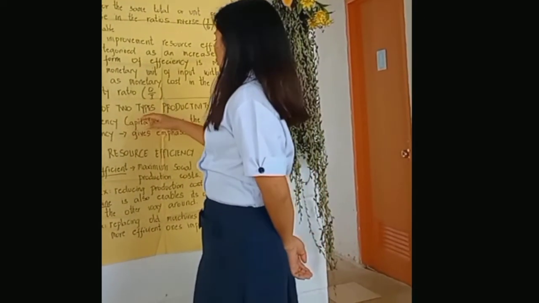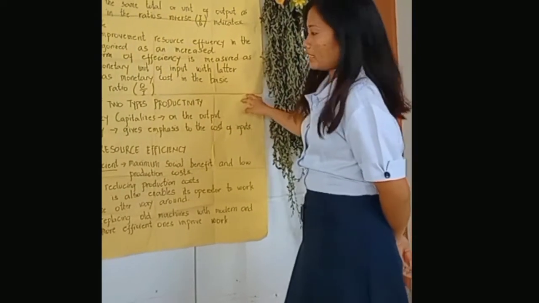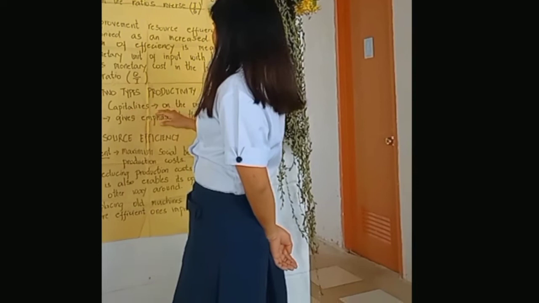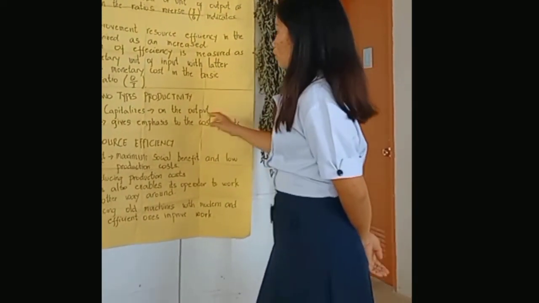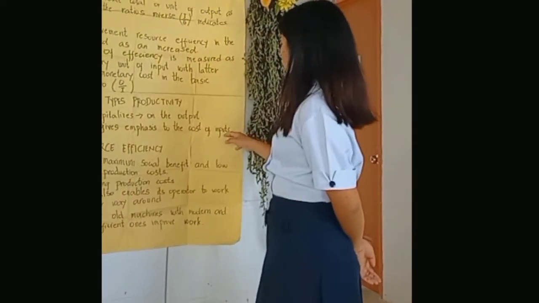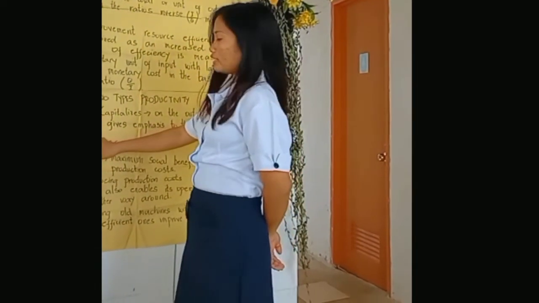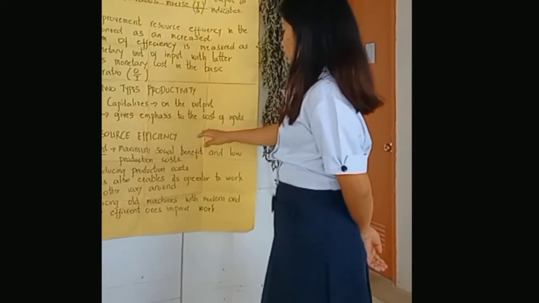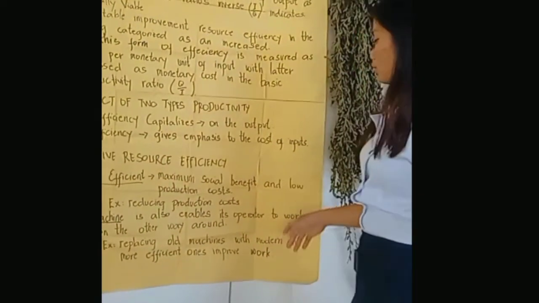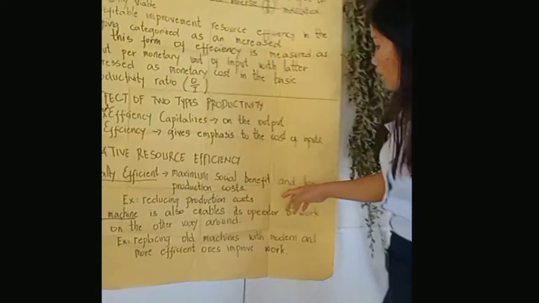The effect of two types of productivity. Technical efficiency capitalizes on the output. Cost efficiency gives emphasis to the cost in the relative resource efficiency. Economic efficiency, maximum social benefits and low.